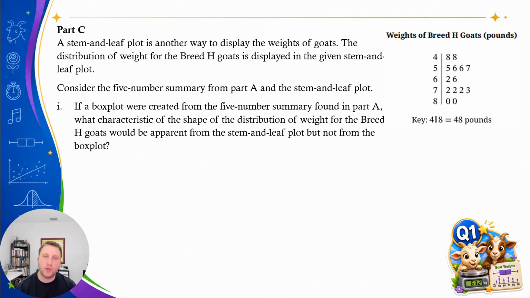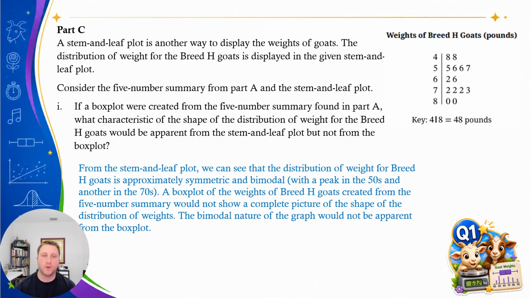Finally, in Part C, we are given a stem plot so that we can actually see a graphical representation of the raw data that we were given in Part A for breed H of goats. And we were asked if a box plot were created from the 5-number summary that we created in Part A, what characteristic of the shape of the distribution of weight for this breed, breed H of goats, would be apparent from the stem and leaf plot, but not from the box plot.